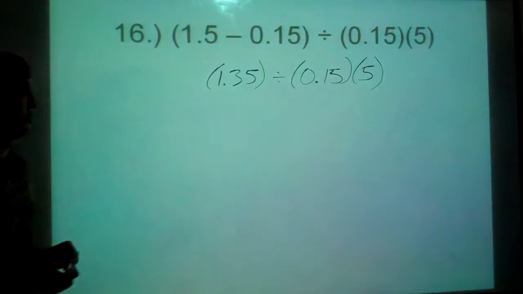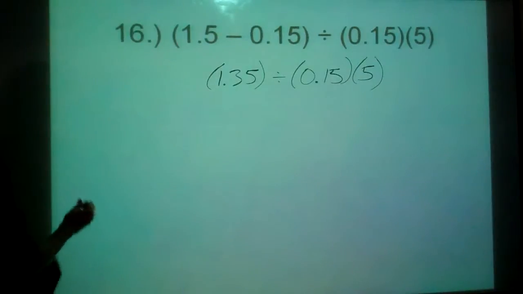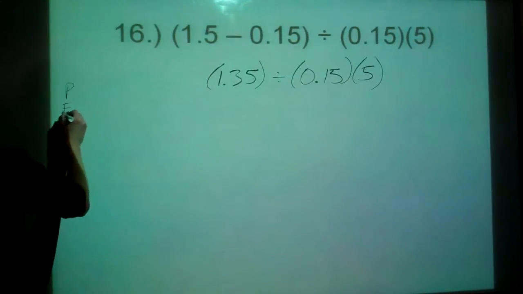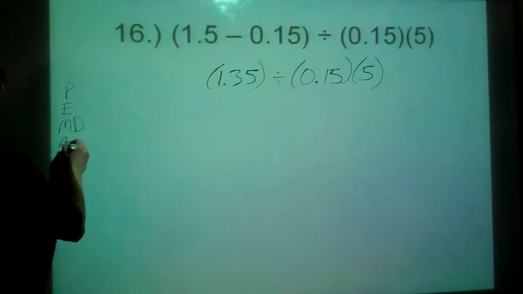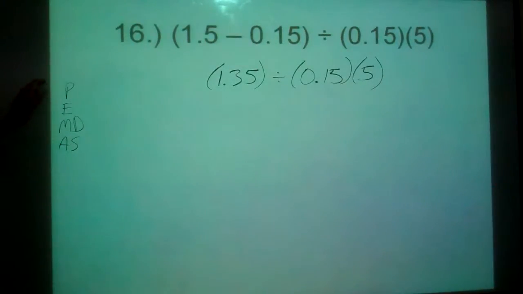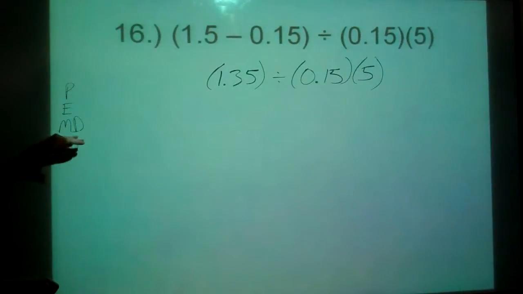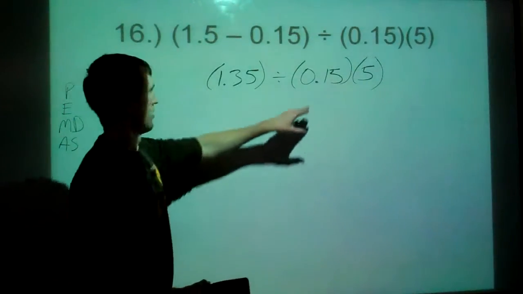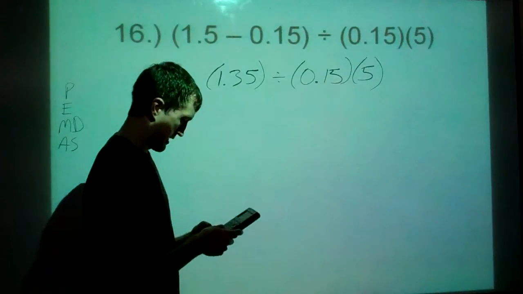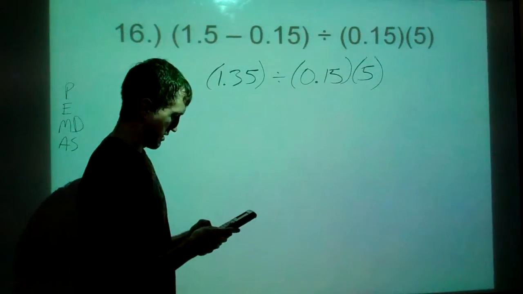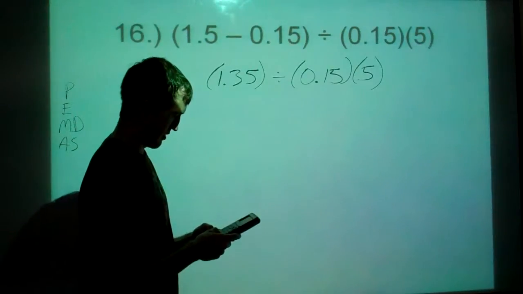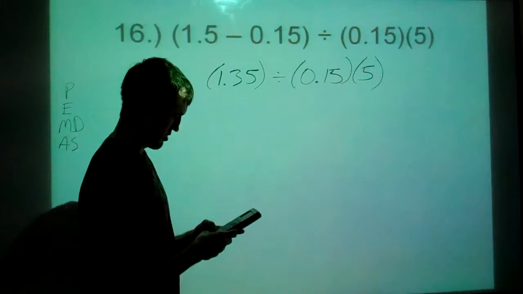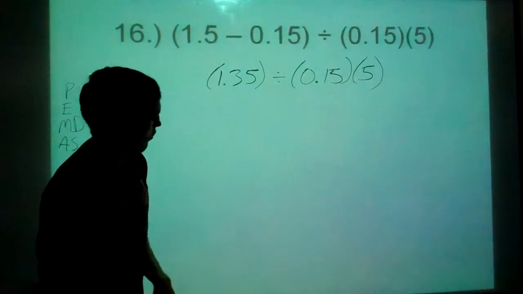Alright, and now on our order of operations, it goes parentheses, exponents, multiply, divide, add, subtract. We did everything in the parentheses first. Now we are to multiplying and dividing. They are on the same step, so now we just move from left to right. So we're going to do 1.35 divided by 0.15 and then times 5. And it looks like we get 45.